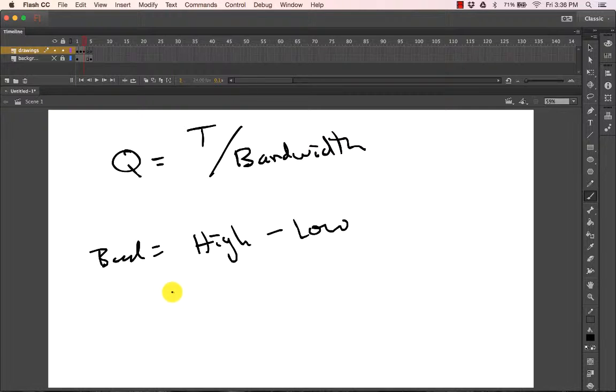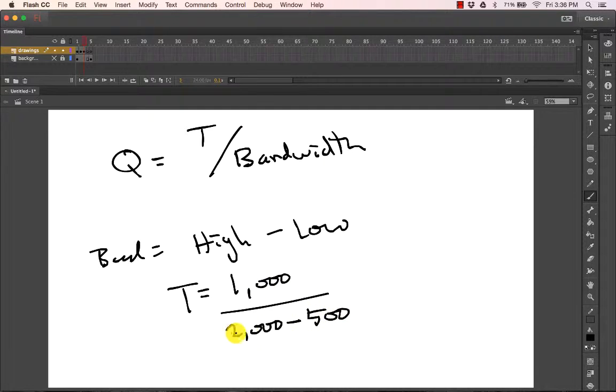If our target is 1000 hertz and we want it to affect 1 octave above and 1 octave below, 1 octave above is twice the amount, so that would be 2000. 1 octave below 1000 is that divided by 2, so that's 500. 2000 minus 500 is 1500. So here our target is 1000 divided by our bandwidth, which is 1500.